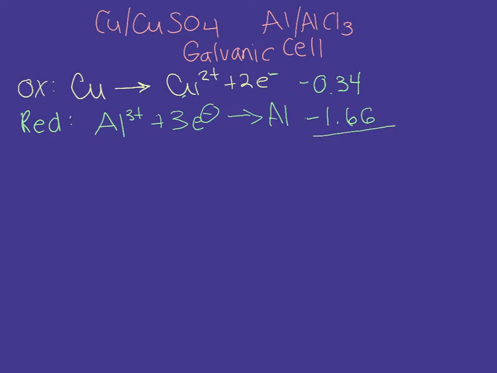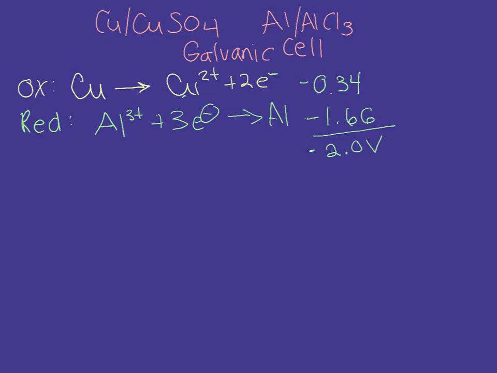And when we add this up, we are going to get negative 2.0 volts. So this is a negative number. And what we know about negative numbers is this reaction is not going to happen on its own. And so what this basically tells us is we don't have this going the right way.